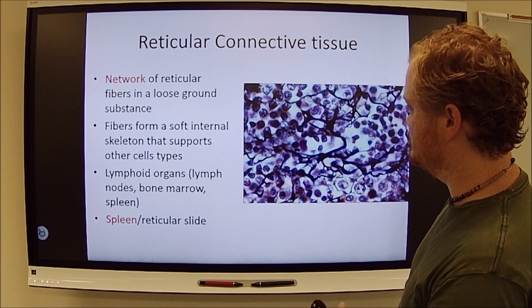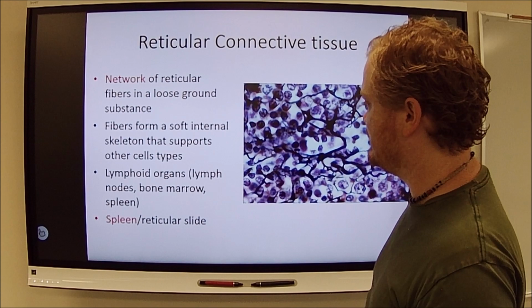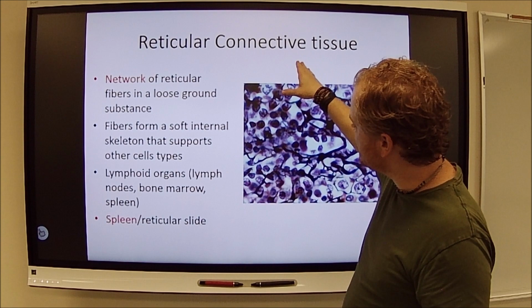Reticular, and that's not to worry so much about, but we more or less discussed this in lecture. This is primarily seen in lymphatic tissues, spleen, that kind of thing. Just don't worry about this one at this stage.